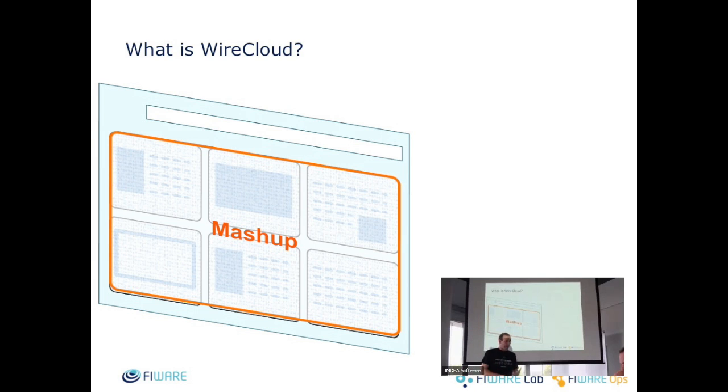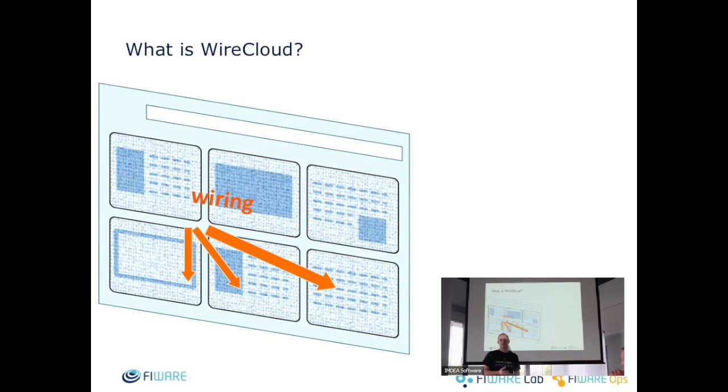Well, these widgets do not work alone. They all work together, and the mechanism that allows them to work together is called wiring. Wiring is the mechanism that allows the widgets to send messages to each other. These messages behave like events, so they are sent and received just at the moment the developer wants, and allow all of these widgets in a mashup to work as a single application.